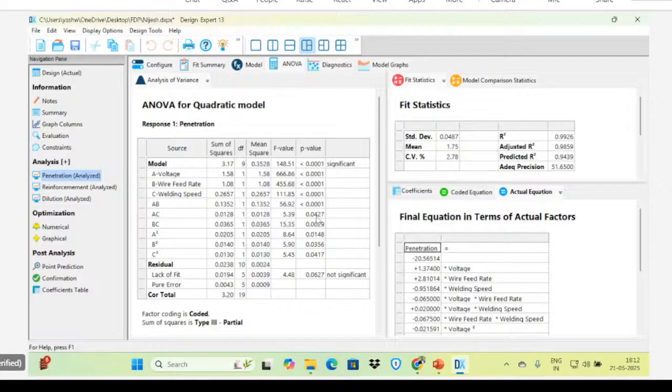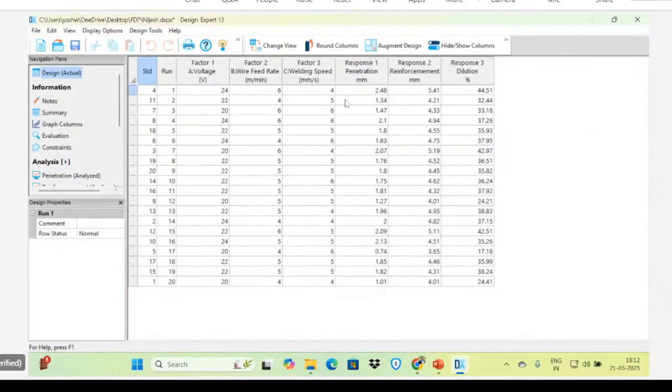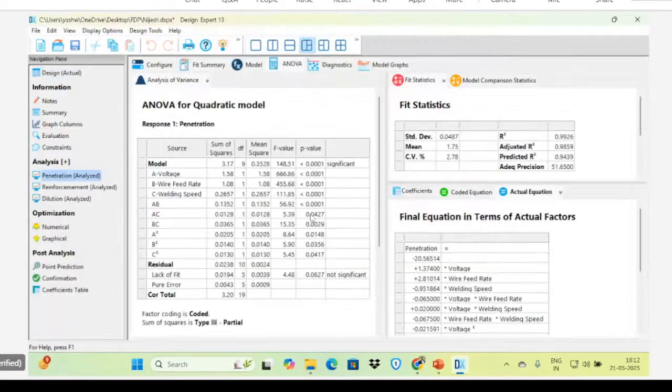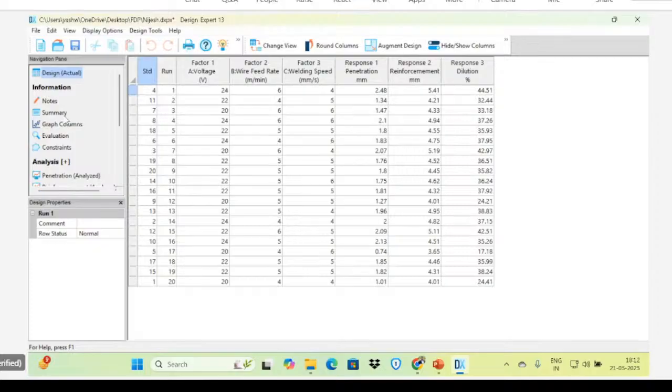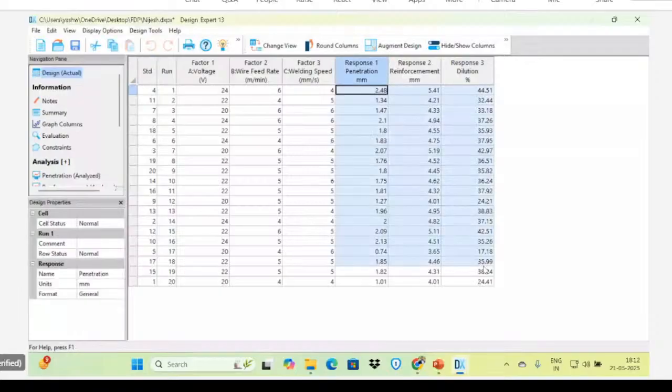Suppose we are majorly getting p values less than 0.05, but two or three parameters are above 0.05. So what can we do? Don't worry, that is not a major problem. We just have to check that. Suppose in penetration one value is higher than expected in the penetration analysis part. So this is the actual reading that we have got.